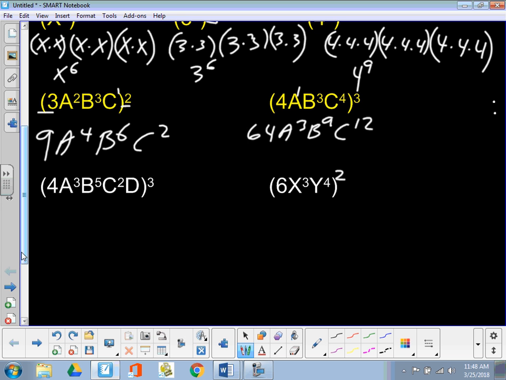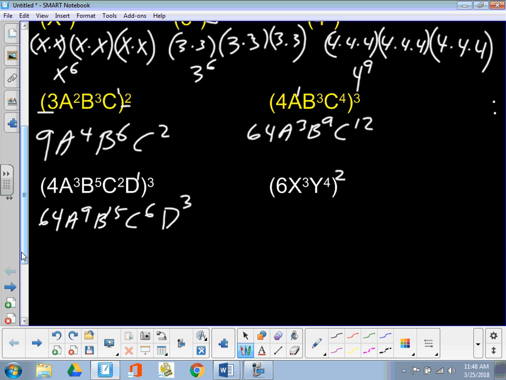Now that you've had an opportunity to try this, 4 to the 3rd power is 64. a: 3 times 3 is a to the 9th. b: 5 times 3 is b to the 15th. c: 2 times 3 is c to the 6th. And d to the 1st times 3 is d cubed.